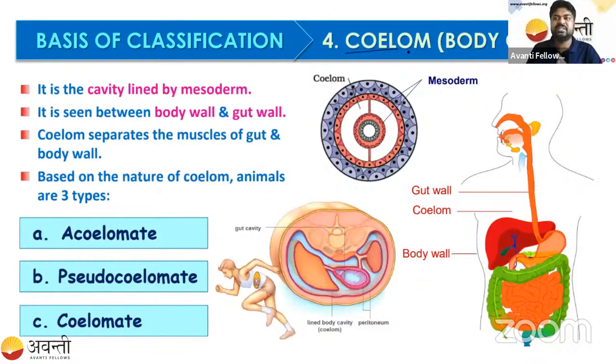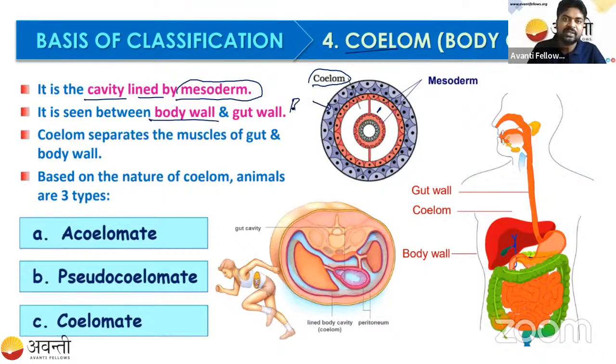Next is the coelom. Coelom is nothing but the body cavity, and this body cavity is lined by the mesoderm. Here you can see the mesoderm, and here you can see the coelom part. It is seen between the body wall, this outer part, which we call the body wall, and this internal part, the gut wall, or muscles of the gut. In case of human, this is the body wall, in between you can see the cavity, and this cavity is known as the coelom.